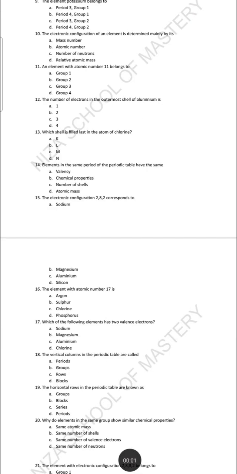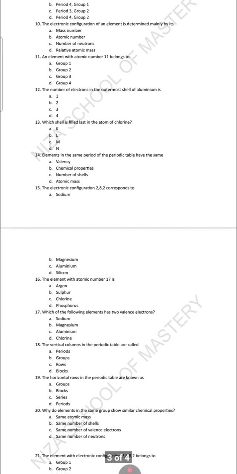Number 12, the number of electrons in the outermost shell of aluminium. Aluminium has an atomic number of 13, so it will have 13 protons and 13 electrons. The electrons arrange themselves 2 on the first shell, 8 on the second shell, and 3 on the third shell. So the number of electrons in the outermost shell will be 3. That's C.